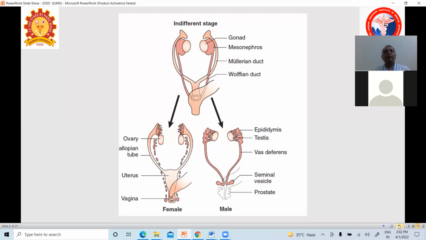If the signal from the SRY gene is absent, the Mullerian duct will develop into fallopian tube, uterus, and the upper part of the vagina, the upper two-thirds, you can say. The lower one-third of the vagina is derived from the urogenital sinus. You may know this from your anatomy and embryology knowledge.